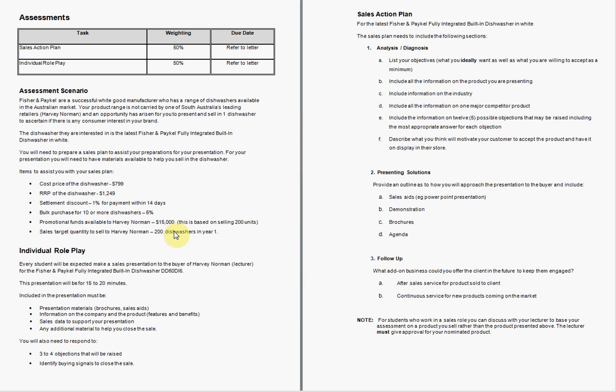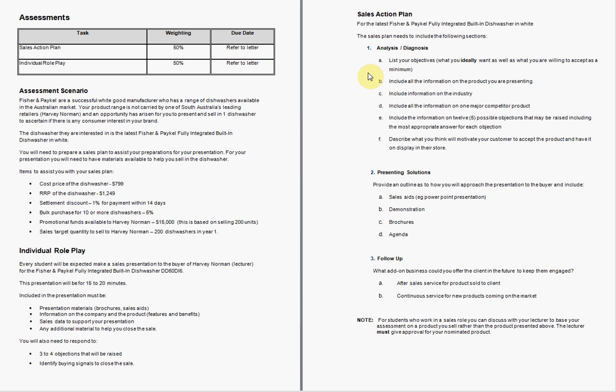For the purpose of this exercise, we have set a sales target of 200 units in year one for Harvey Norman, which is quite achievable. So as you can see, things that we look at here are promotional monies, sales targets, and cost. Now, when you're looking at your action plan, it's about getting yourself organised so that when you do a presentation, you are ready to talk to your customer and have all the information at hand.